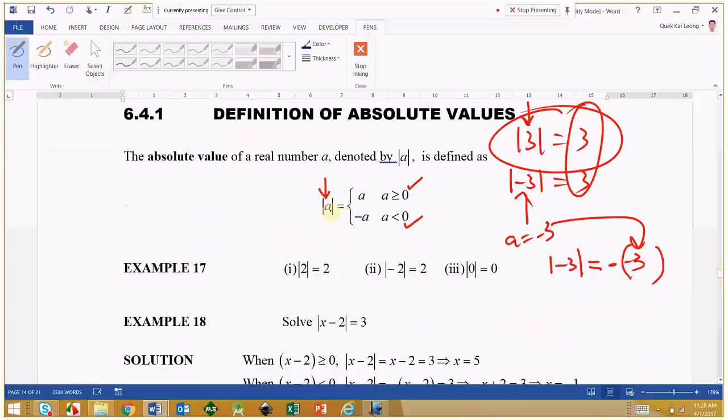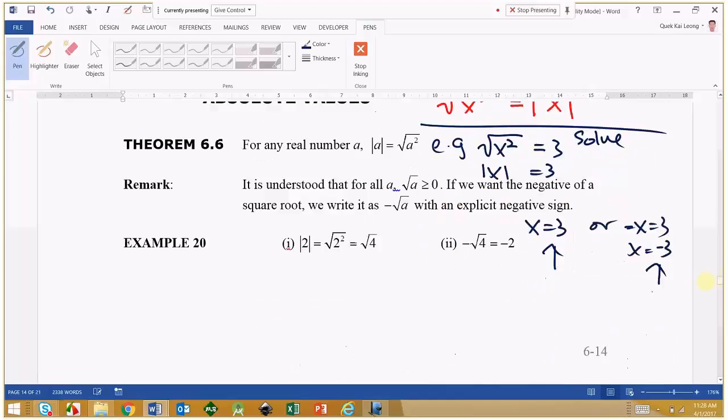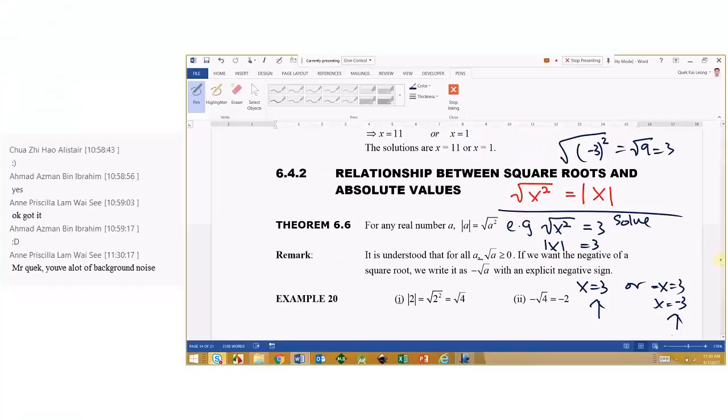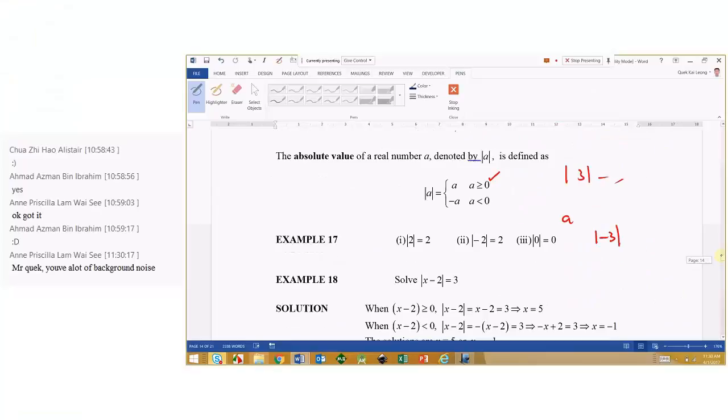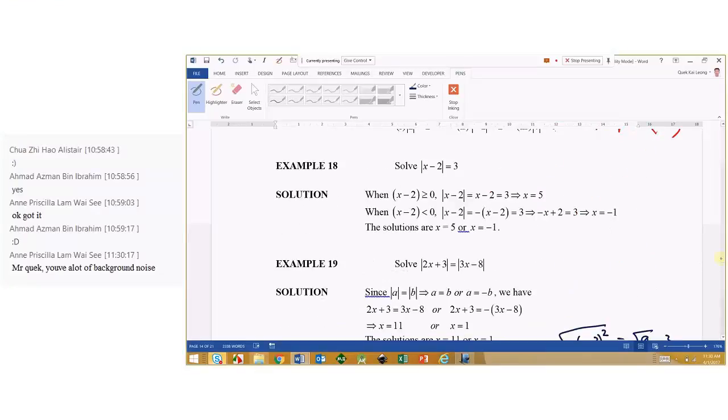Absolute x can be equal to x if your x is greater than 0. Absolute x is equal to negative x if your x is less than 0. So it's positive or negative. When I remove the absolute, it can be positive x or negative x. Okay, I maybe do one more example. I do this example.